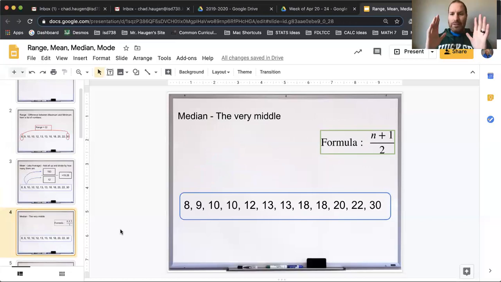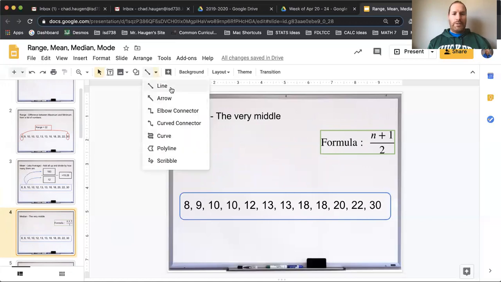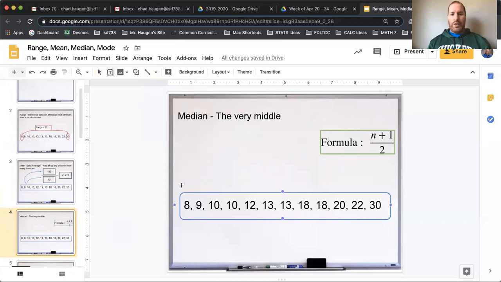Median is the very middle or very center value. There are lots of different ways you can find the middle. Some people like to count in toward the middle, so they'll start to cross things out. They'll cross out 8 and 30, then 9 and 22, and 10 and 20, and 10 and 18, and 12 and 18, and then they get to 13 and 13. Those are the middle values.